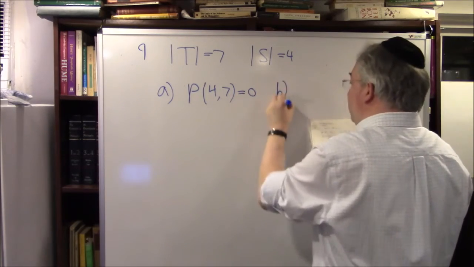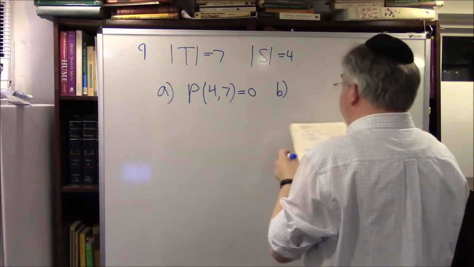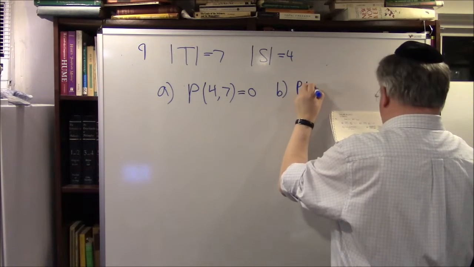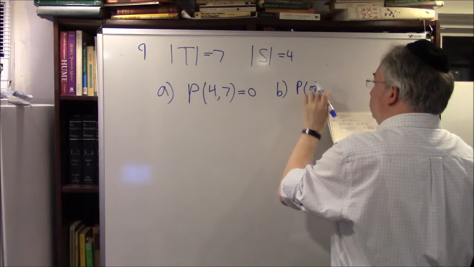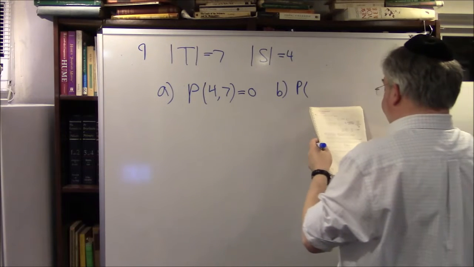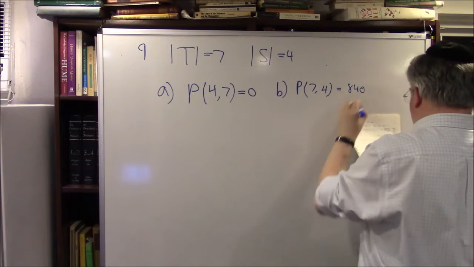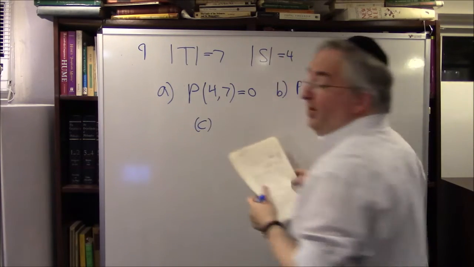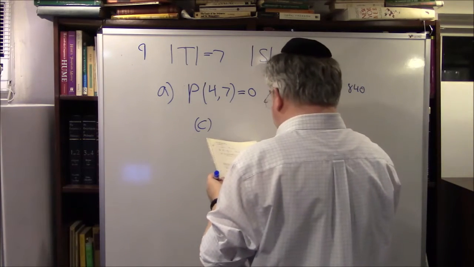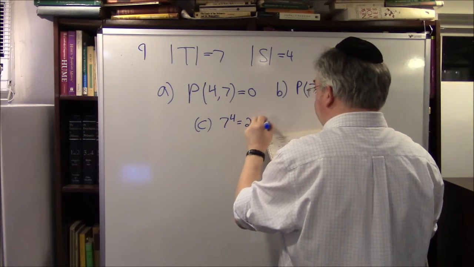As opposed to that, B is how many one-to-one functions from 4 to 7. So this is P(7, 4), and that's 840. And C, here we're not interested in one-to-one functions, so we can have repetition. That is equal to 7 to the 4, which is equal to 2,401.